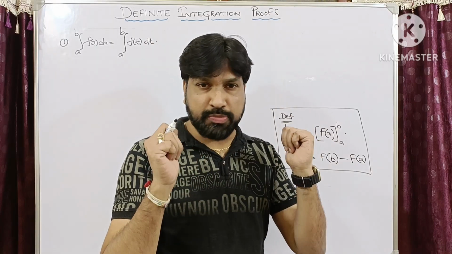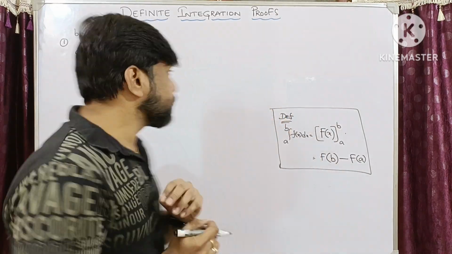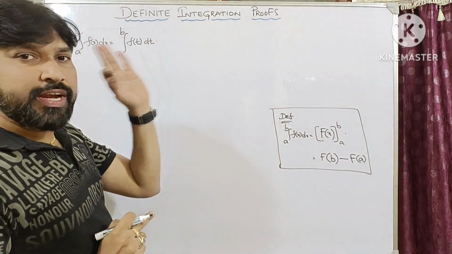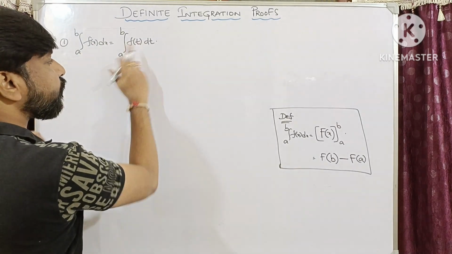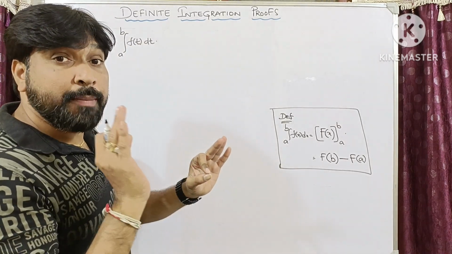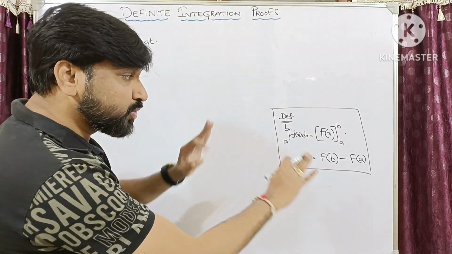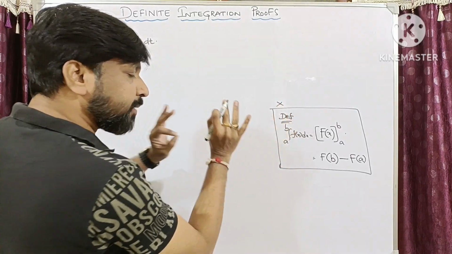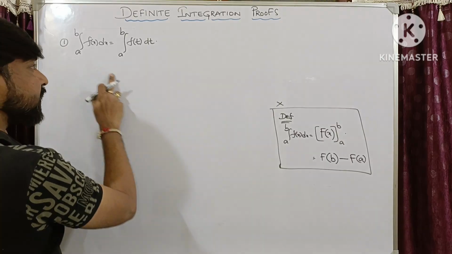Clarity is important, friends. I will explain very clearly. Listen carefully. Coming to the very first question, integral a to b f of x dx equal to integral a to b f of t dt. Very clearly, f of x and f of t are there. So in place of x, just t is there. This kind of proof you are going to solve by using substitution only, not by using definition. I'm not going to apply definition here. Substitution only. The substitution is also very clear, friends. x as t. That's all.